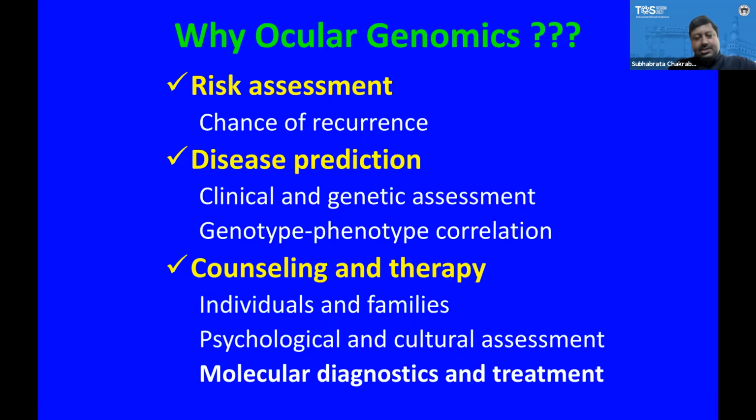Last but not the least, in most of the conditions we do not have a defined therapy. So counseling plays a major role, not only for individuals and families, but the counseling has to be based on the merits of the psychological determinants as well as the cultural assessment of the individual's background. So that is where the genetic counselors come into the picture and their role becomes imperative.